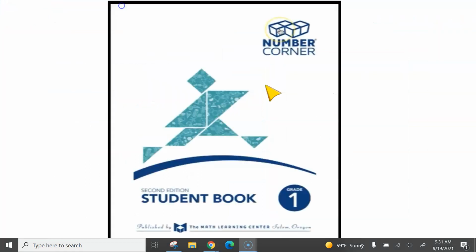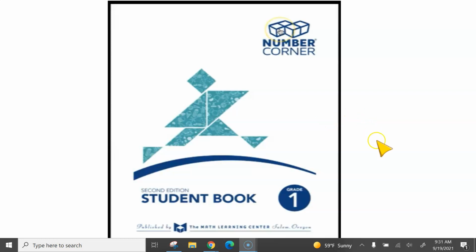I'd like you to pull out your number corner book. Your number corner book has blocks on the top of it. It has the words number corner at the top. And then it has what looks like a person made of shapes on the front of it. That's the book I'd like you to pull out. Once you pull it out, I'd like to have you give me a thumbs up.